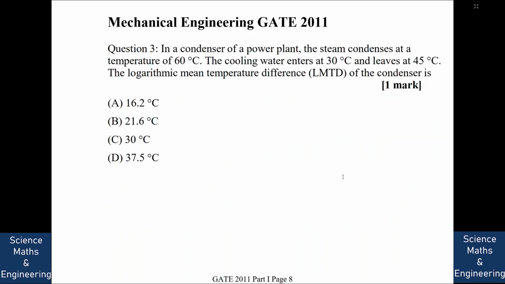In a condenser of a power plant, the steam condenses at a temperature of 60 degrees centigrade. The cooling water enters at 30 degrees centigrade and leaves at 45 degrees centigrade. The logarithmic mean temperature difference of the condenser is: A. 16.2 degrees centigrade, B. 21.6 degrees centigrade, C. 30 degrees centigrade, or D. 37.5 degrees centigrade. Okay, so this is a problem from heat exchangers.